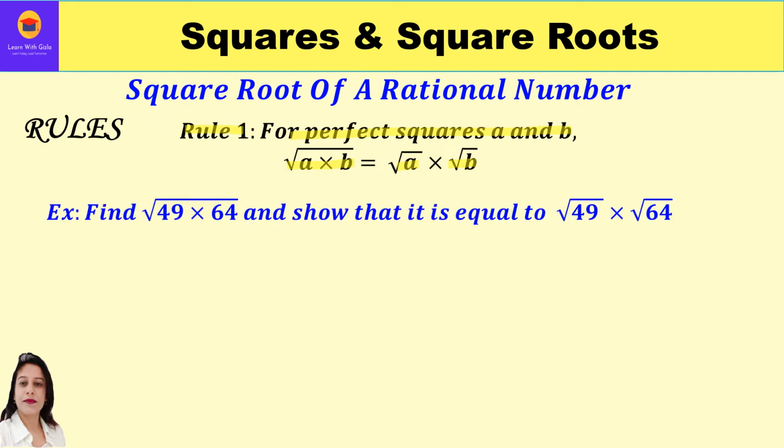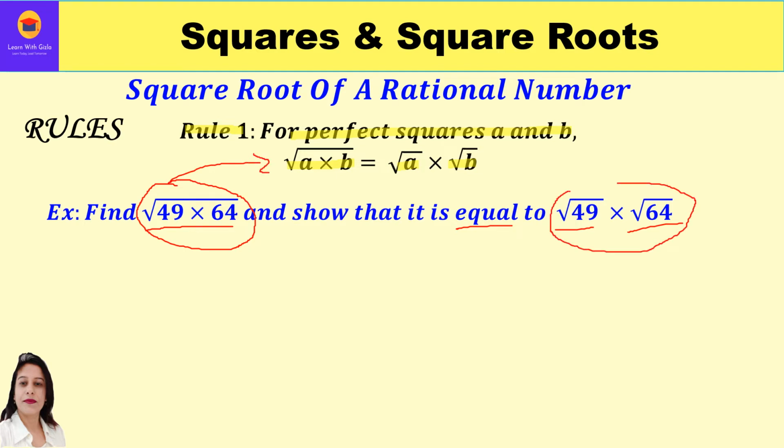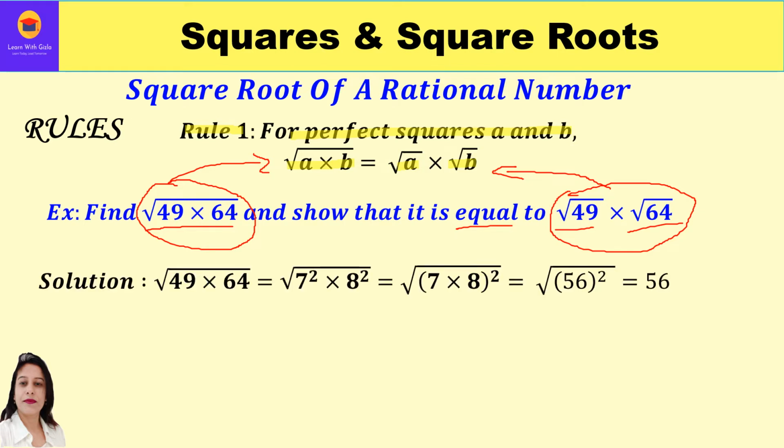So over here they are saying find root of 49 into 64 and show that it is equal to root of 49 into root of 64. Now if you observe, root of 49 into 64 is our left hand side of rule 1 and root of 49 into root of 64 is right hand side of rule 1. So basically we have to prove that both are equal. So let us start with the solution.